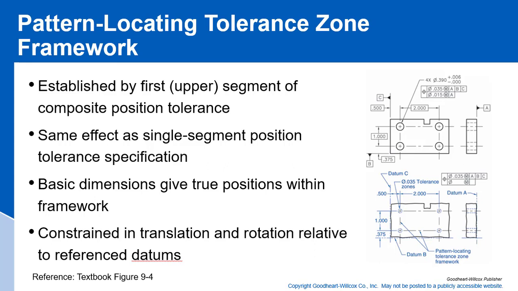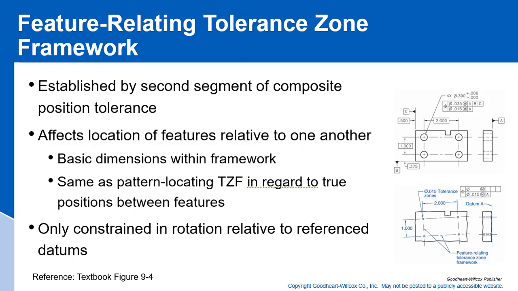Next we'll talk about the feature relating tolerance zone framework. It's established by the second segment of the composite position tolerance. It affects the location of features relative to one another. And there are basic dimensions within the framework, the same as the pattern locating tolerance zone framework with regard to the true positions between the features. Some of the same basic dimensions that establish the tolerance zone framework for the pattern locating tolerance are the same basic dimensions that establish the locations for the feature relating tolerance zone framework.